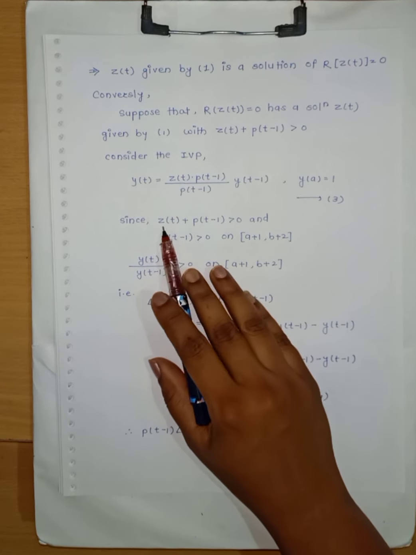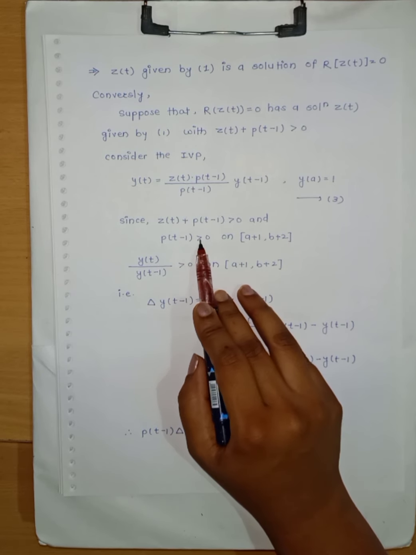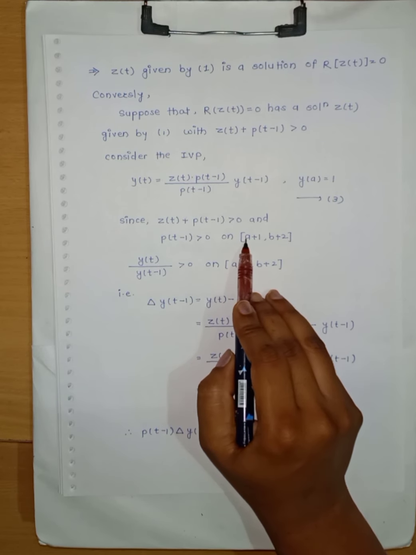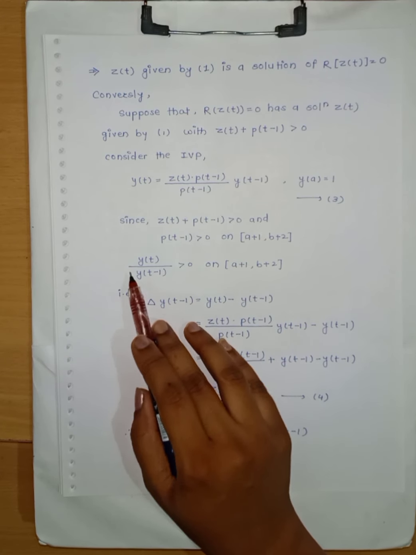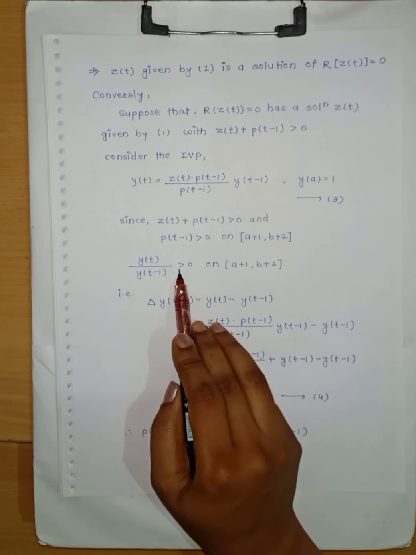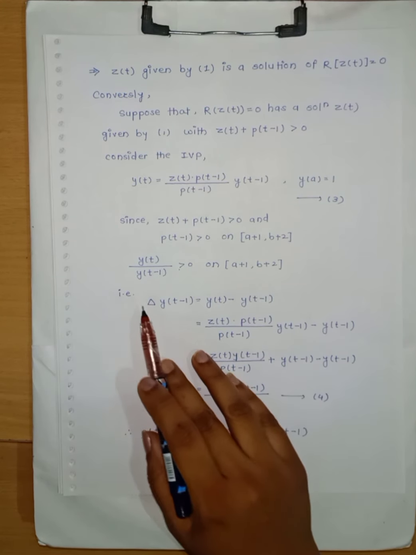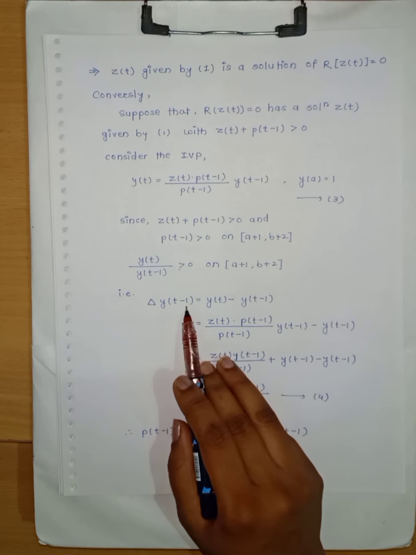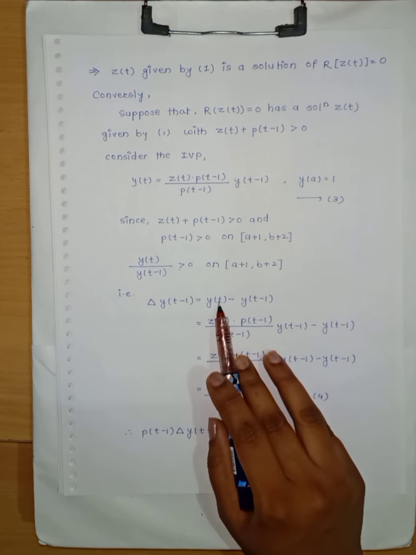Now since we know z(t) + p(t-1) is greater than 0 and p(t-1) is greater than 0 on the interval [a+1, b+2], therefore y(t)/y(t-1) is greater than 0 on [a+1, b+2]. Now that is Δy(t-1) = y(t) - y(t-1). What is the y(t)?